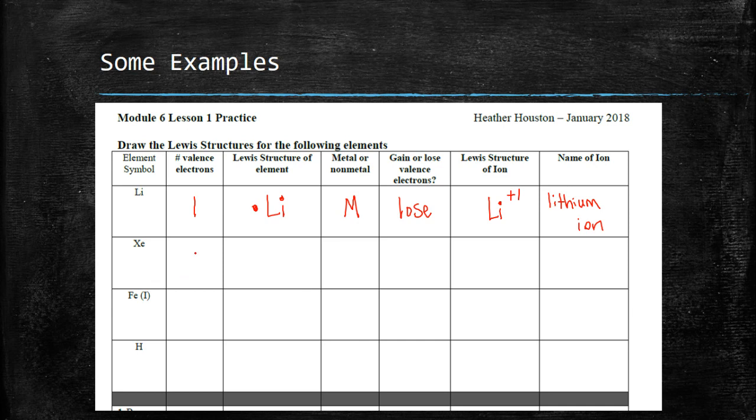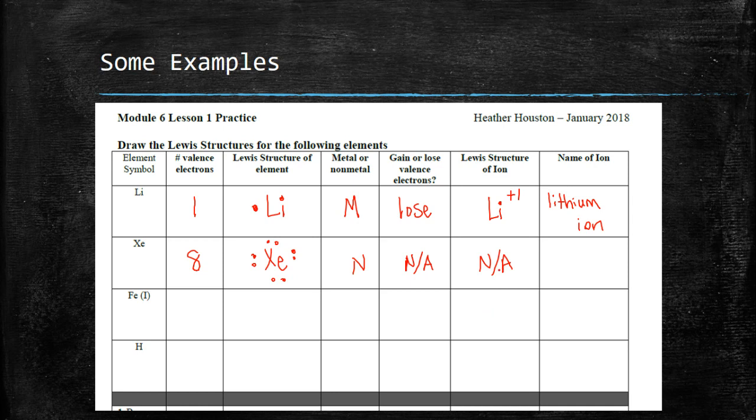Xenon. Well, it has 8 valence electrons according to my reference table because it's in group 8A. The Lewis structure of that is going to have dots all the way around. We just did this one too. Is it a metal or a non-metal? Non. Does it gain or lose? Trick question. It doesn't do any of those because it's already met the octet rule. It has its 8. The Lewis structure of the ion. Nah, not applicable. Doesn't do that either.